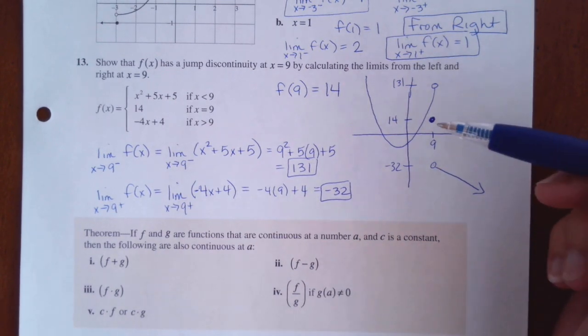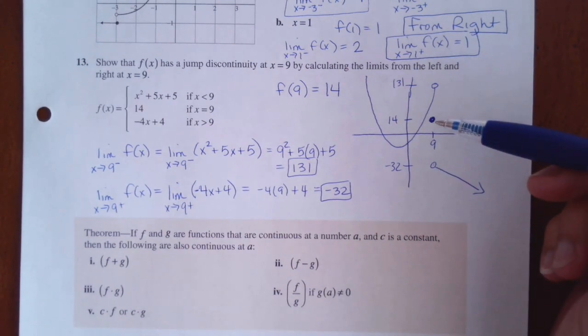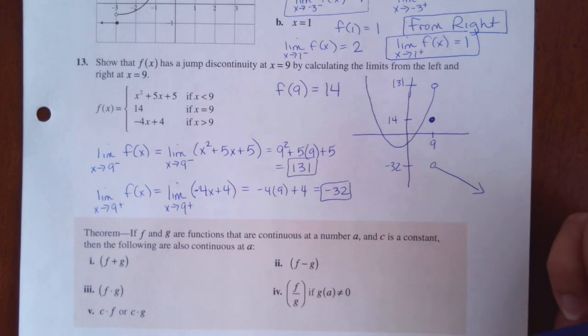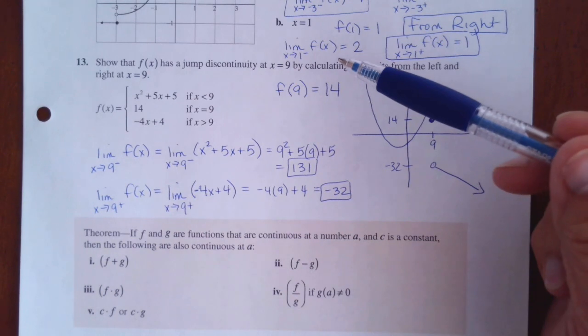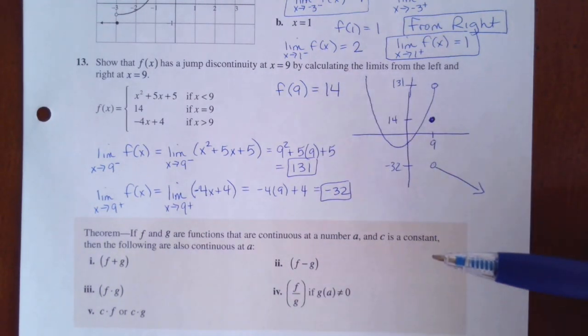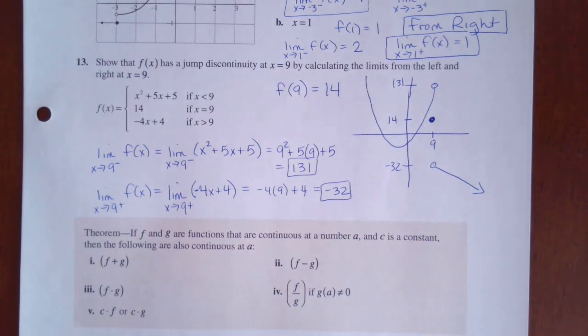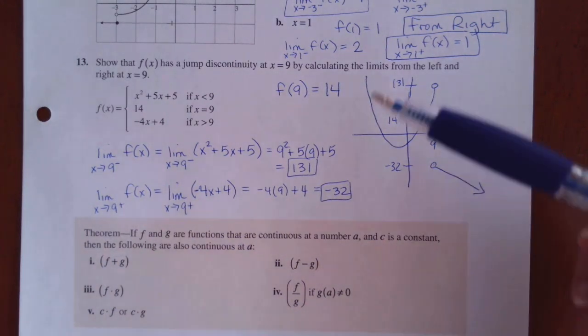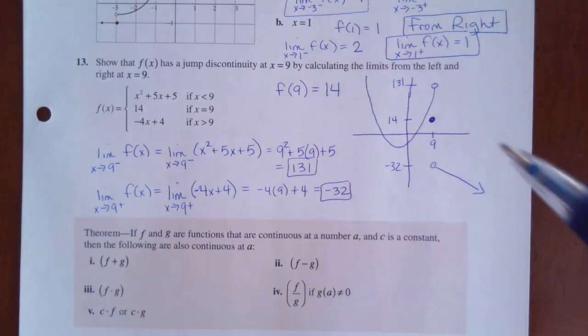Okay, so right at 9, the function value is 14. So there definitely is. And it just said to show. So, I mean, we showed it by looking at these function values and the limit values. Okay, so definitely not continuous. That's what we would call a jump. Right? Look at how the graph changed. So that's a jump discontinuity.